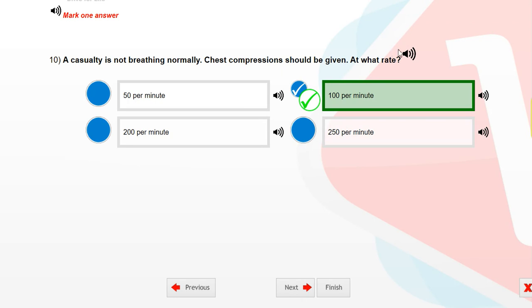A casualty is not breathing normally. Chest compressions should be given. At what rate?